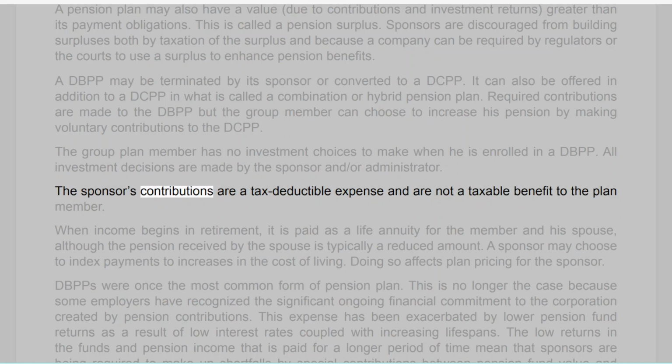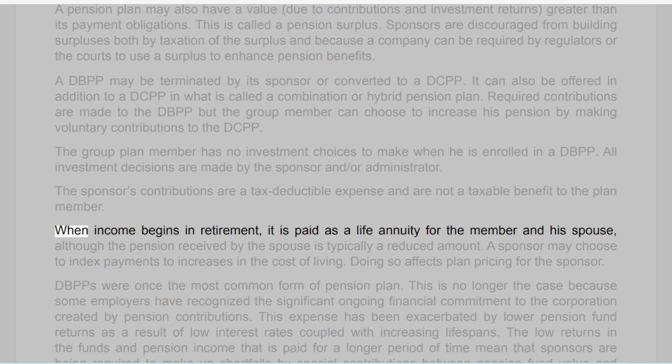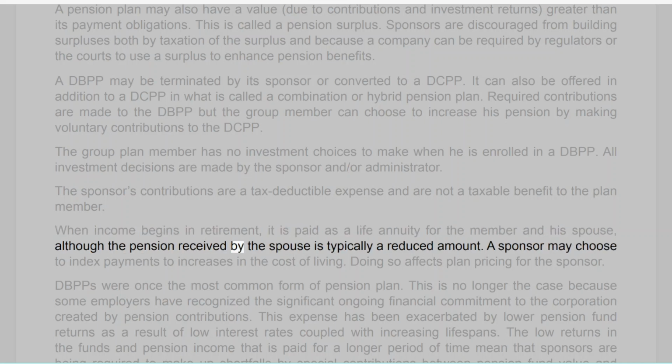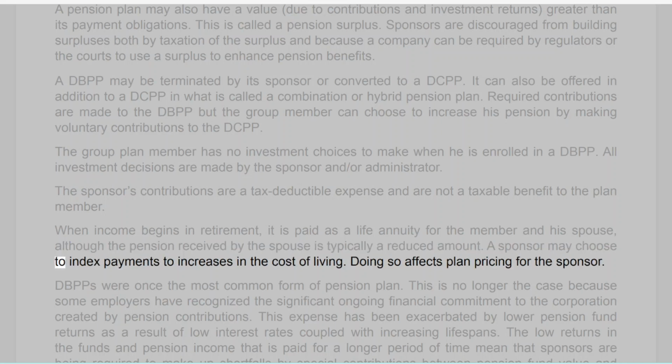The sponsor's contributions are a tax-deductible expense and are not a taxable benefit to the plan member. When income begins in retirement, it is paid as a life annuity for the member and his spouse, although the pension received by the spouse is typically a reduced amount. A sponsor may choose to index payments to increases in the cost of living. Doing so affects plan pricing for the sponsor.